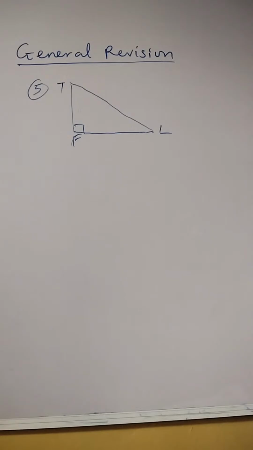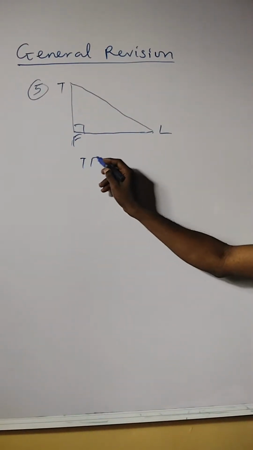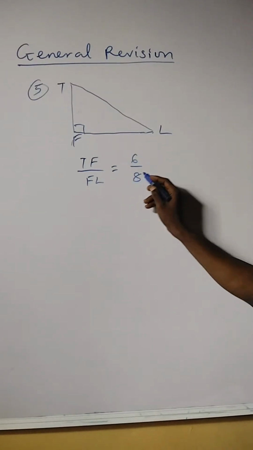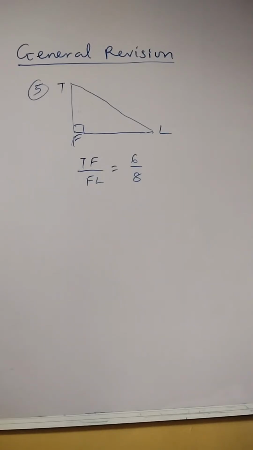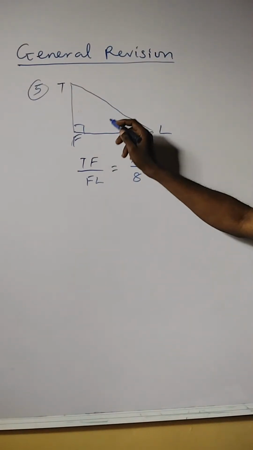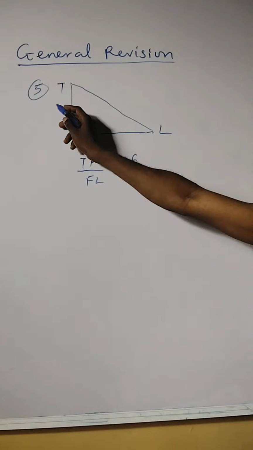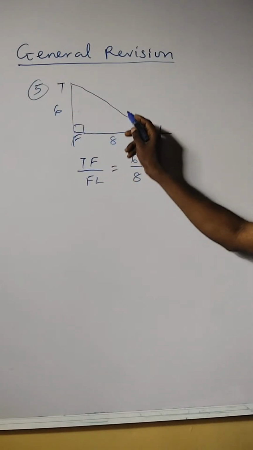And the ratio 6:8. So we can say that TF to FL equals 6:8. And they now said, using K as a constant of proportionality, find the shortest distance between T and L. Actually, the shortest distance we are looking for between T and L is this length. So what this means is that distance TF is 6, distance FL is 8. We are finding this distance.